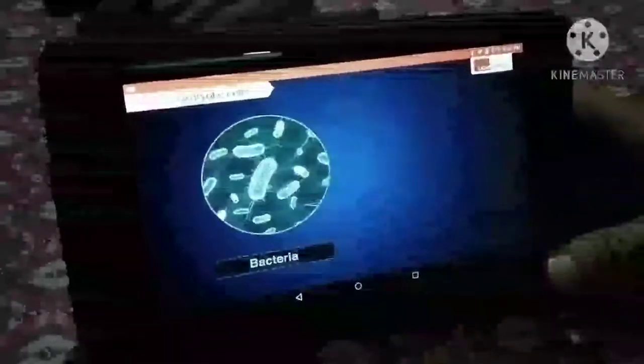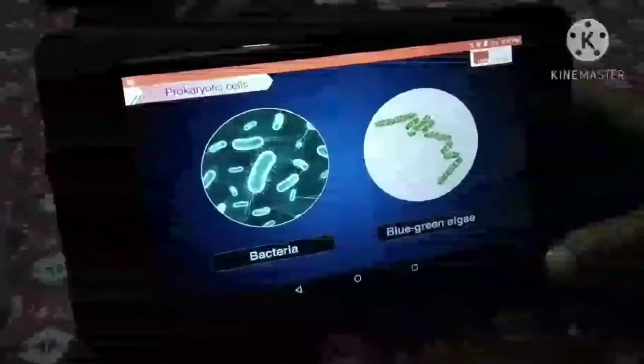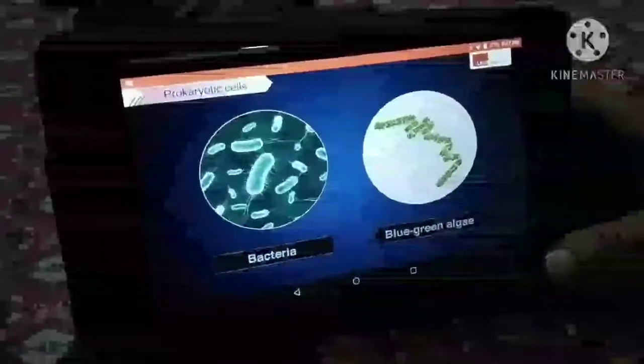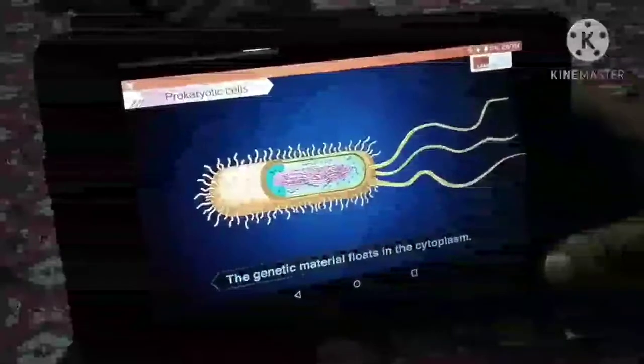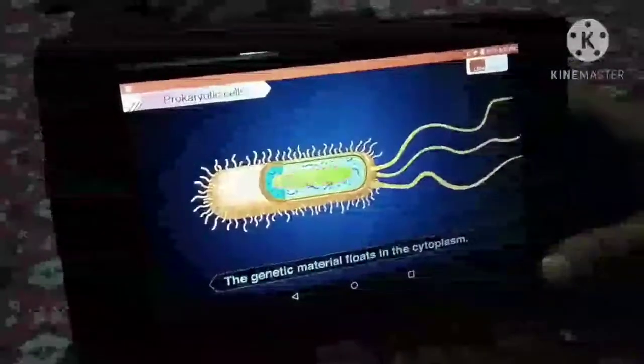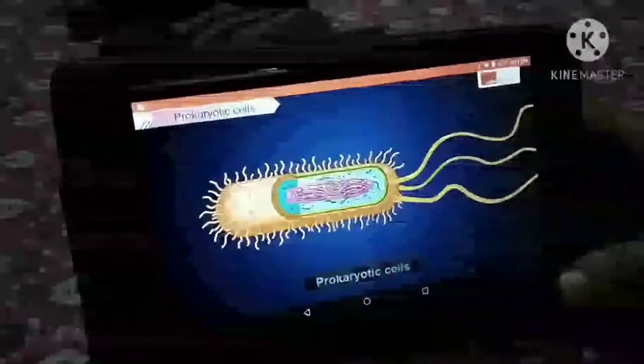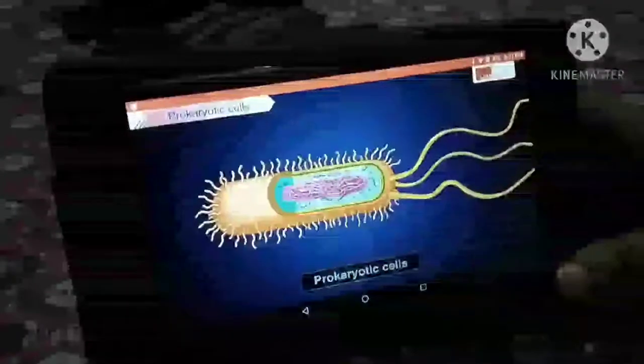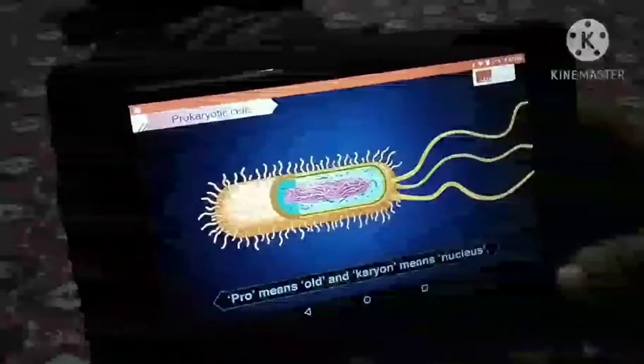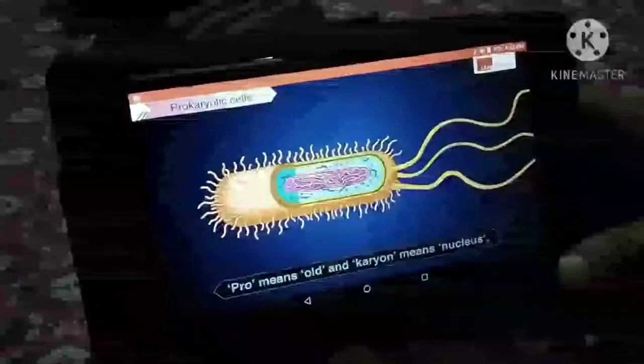Organisms such as bacteria and blue-green algae are made up of cells that are much smaller than eukaryotic cells. These cells have genetic material that just floats in their cytoplasm. It is not inside a nucleus or enclosed by a nuclear membrane. Their cells are known as prokaryotic cells. Pro means primitive or old, and karyon means nucleus.